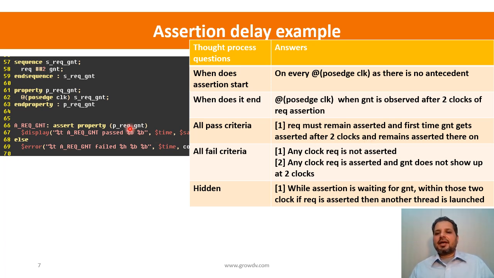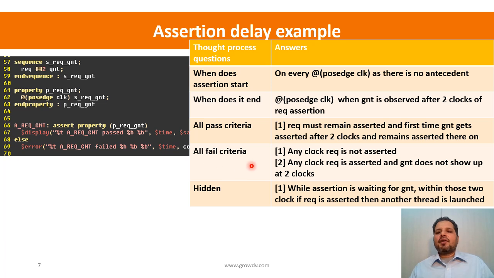But in this case you will be surprised. If I never want this property to fail, then request must be asserted, right? The first time grant gets asserted after 2 clock cycles, but thereon both the request and the grant must be asserted all the time for this property to pass. Otherwise, if at any point of time that condition is not satisfied, it will fail. Don't worry if you are not able to visualize this waveform, I will show you further.